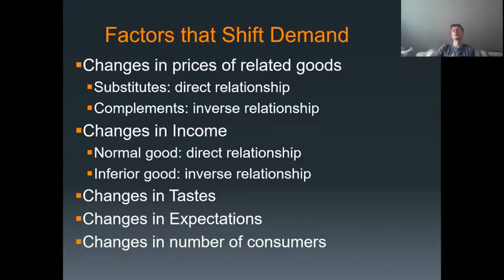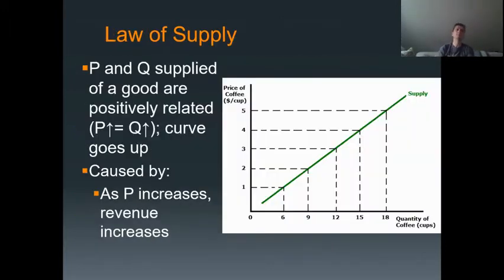If you expect the price to rise in the future, you're going to want to purchase it now, so demand rises now. If you expect the price to fall in the future, you're not going to purchase now, demand falls now. Changes in number of consumers. So if the population explodes for some reason, then there's going to be more people to purchase the good, demand increases. On the supply end of things, this is the upward sloping curve.